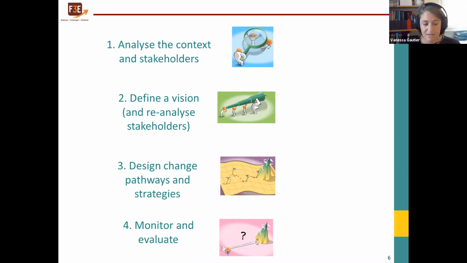And based on that, you can then design what we call change pathways. These change pathways are again about stakeholders themselves. So how can you change your practices, your behavior, your relationships, so that the vision can be reached?